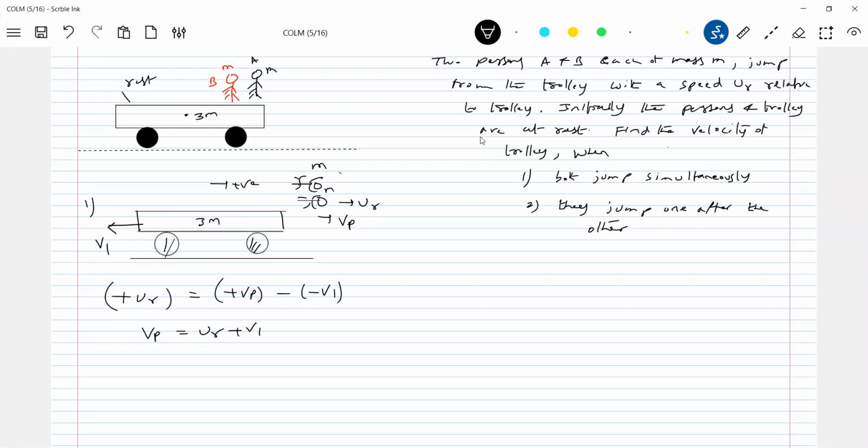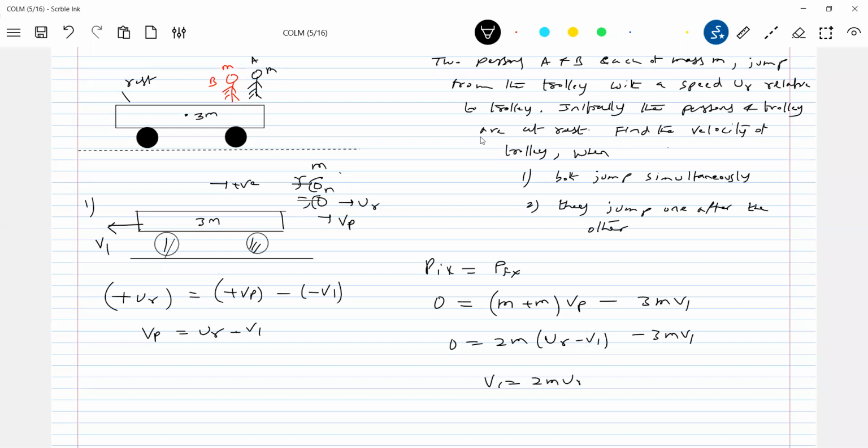Now apply conservation of linear momentum. Initial momentum, net force is 0. Net force on the system along the x-axis is 0. Initial momentum 0. Final momentum 2m VP, the mass of both the persons, minus 3m V1, where VP is equal to UR plus V1. And this is a negative sign, sorry. So again, what is V1 equal to? 2m UR by 2m plus 3m, UR by 5. Keep this. This is the first part of the problem.